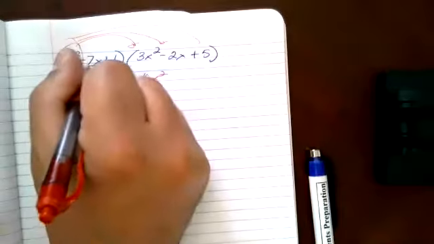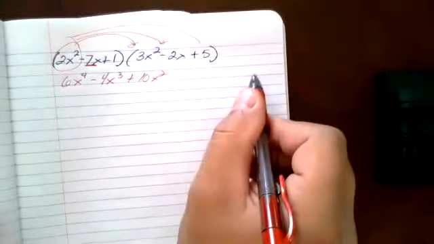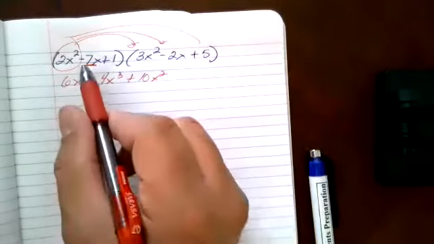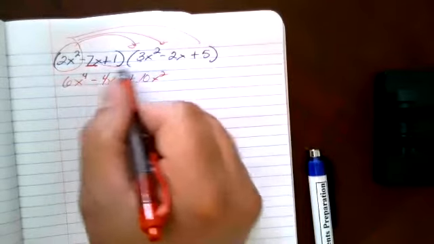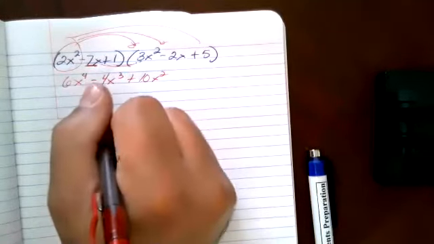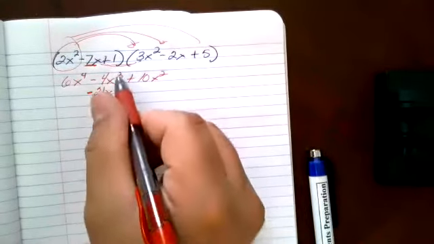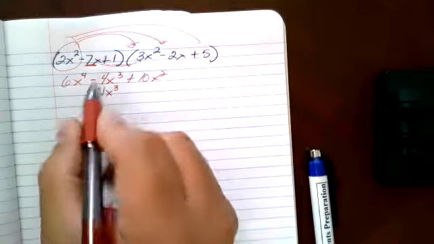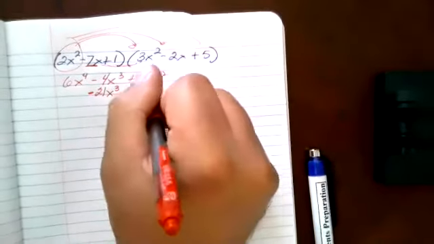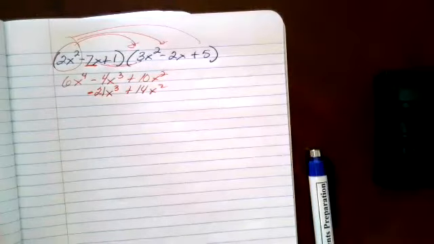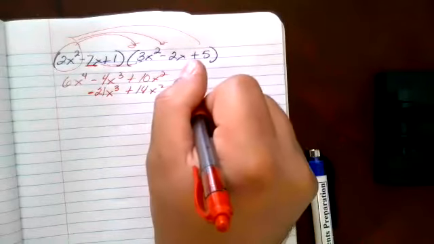Now when I multiply my second term, what I could do is do this vertically. So instead of putting it next to it, I'm going to put it underneath it. So -7x times 3x squared is going to give me a -21x cubed. So I'm going to line up my cubes. -7 times a -2 gives me a positive 14x squared. And a -7 times 5 gives me a -35x.